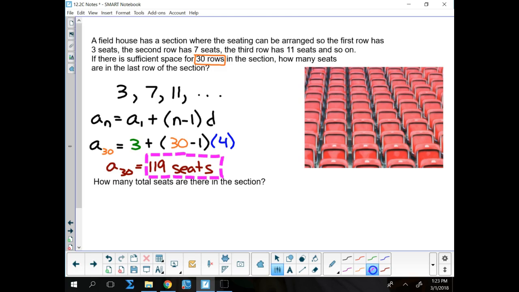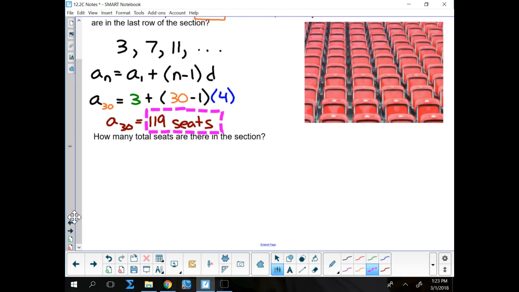Follow-up question to that. In that section, how many seats are there total? What's that kind of a problem? That's a sum problem. Okay, so you're going to have to decipher what's a sum problem and what's just a find the term problem. So what's the sum formula?